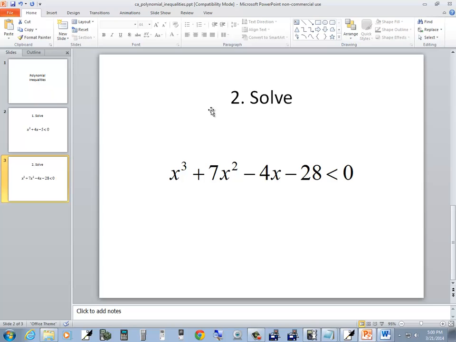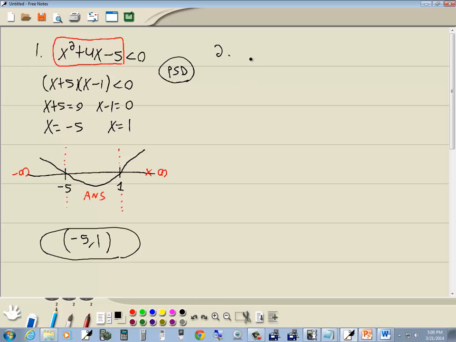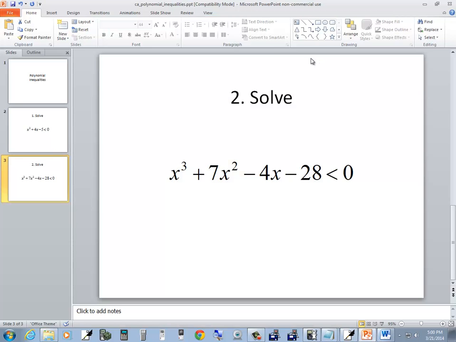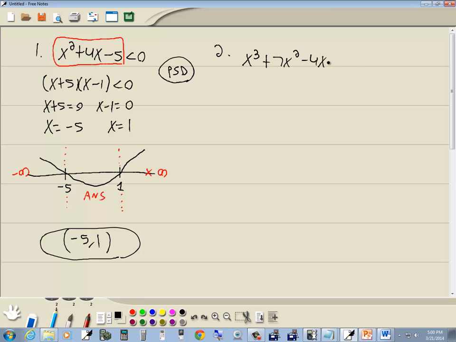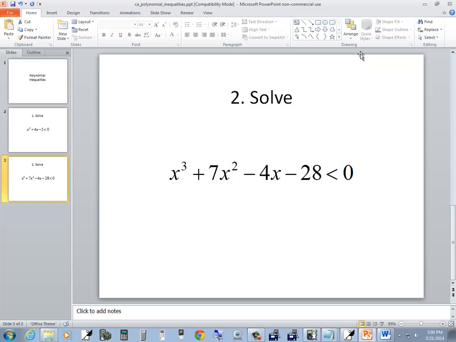Now let's look at our second problem. We got x to the third plus 7x squared minus 4x minus 28 is less than 0.